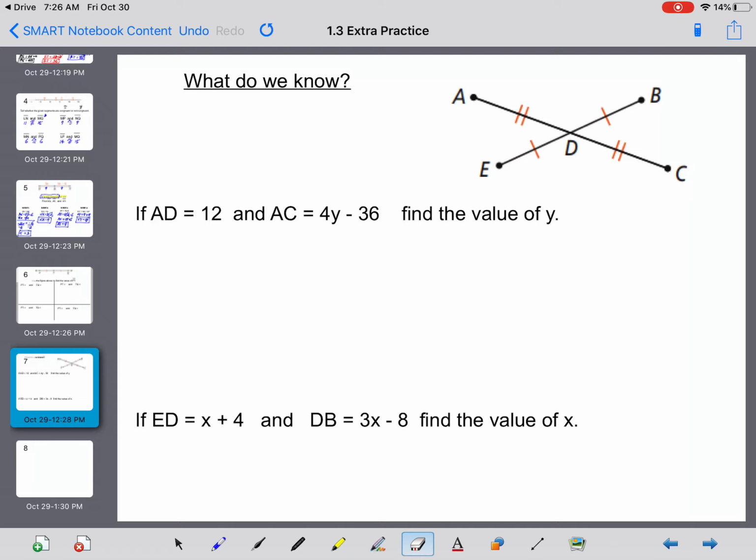What do we know? If AD is equal to 12 and AC is equal to 4y minus 36, so let's plug in. AD equals 12. AC, the entire blue line, is equal to 4y minus 36. Find the value of y. Well, there's one bit of information that's very important. They tell us AD is congruent to DC.